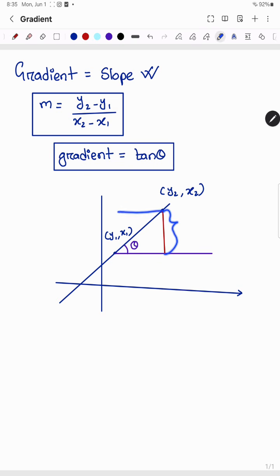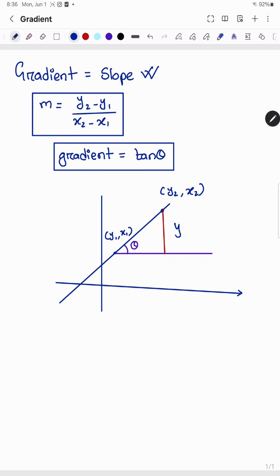So now what we can do is we can find this distance. Since this point here is y2 and this point here is y1, we can say that the entire distance is y2 and this distance is just y1. So our distance of the red line here must be y2 minus y1, right?